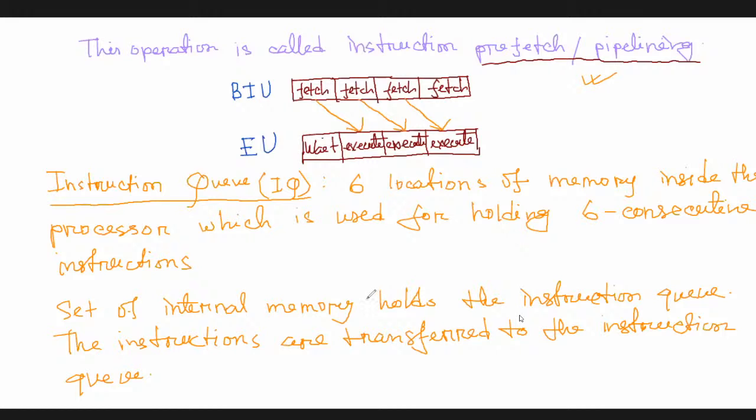So, why do we need the instruction queue? Why do we need instruction prefetch, or pipelining? We call it instruction prefetch or pipelining here. What is the reason for that? If we want to talk about that, why is it required?